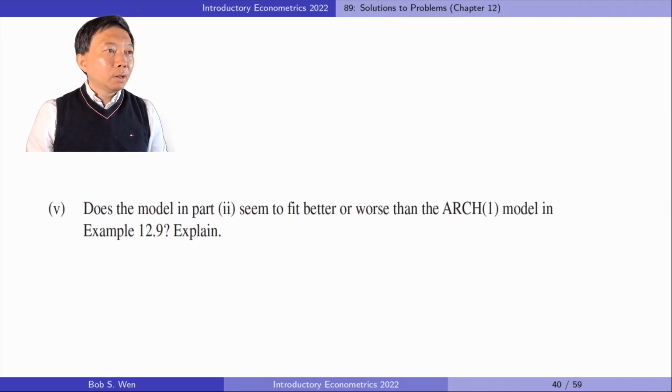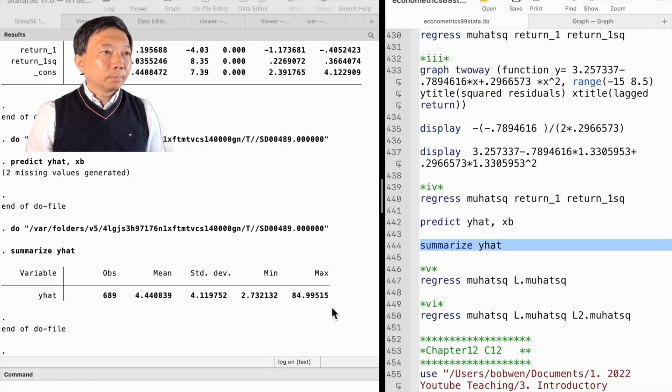In part 5, does the model in part 2 seem to fit better or worse than the ARCH(1) model in example 12.9? Explain.